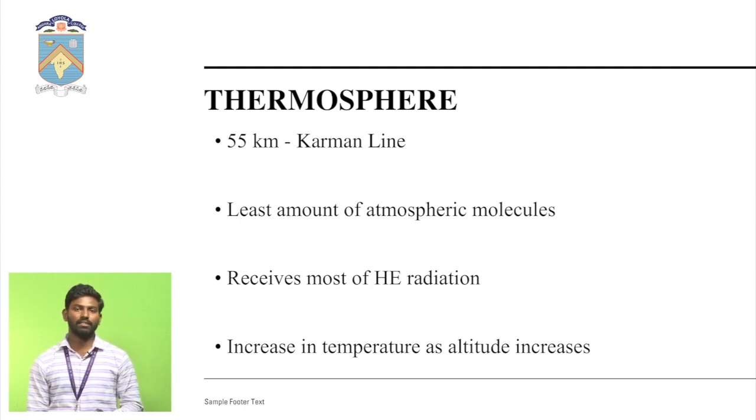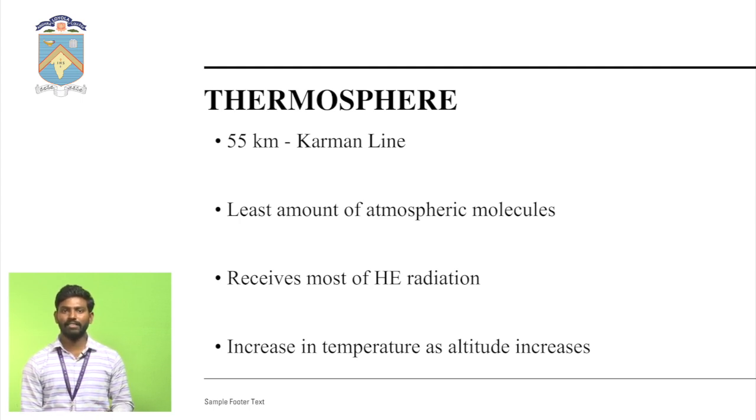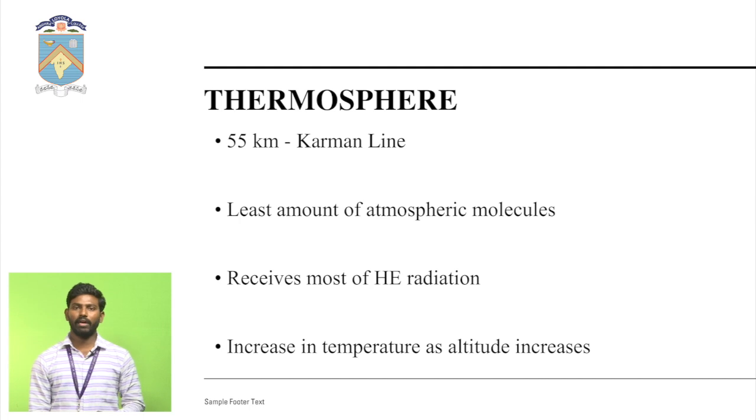This is the last sphere which we need to know about. Its range is more than 55 kilometers in radius. Here the temperature will increase with the increase in altitude. In this layer, all the satellites are used, because all the ions are present in this layer for maintaining the electromagnetic radiations. So we need to have this thermosphere, and all the satellites are used in it.